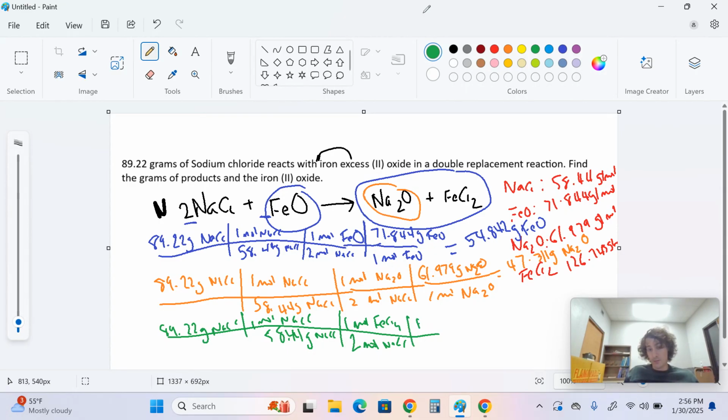The molar mass we found to be 126.745, I think that's what I wrote. Ooh, it's a little nasty. 745, I believe. Okay, grams of the iron 2 chloride, FeCl2, per mole of iron 2 chloride.